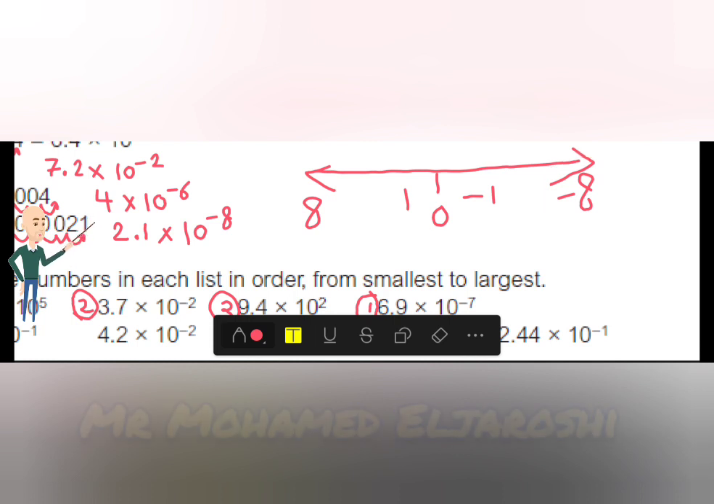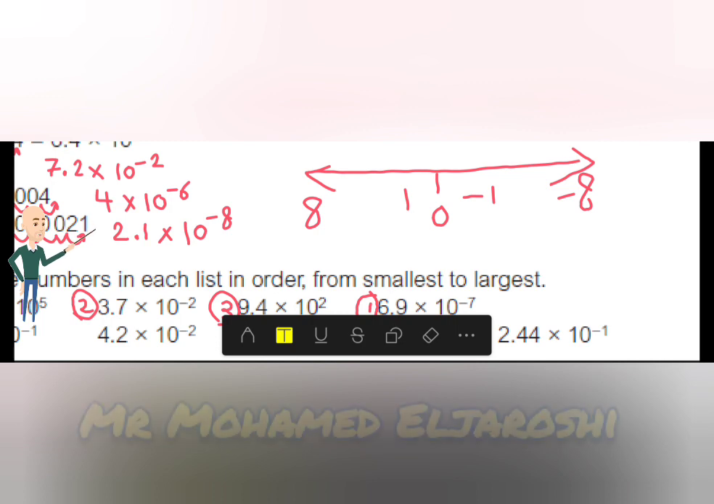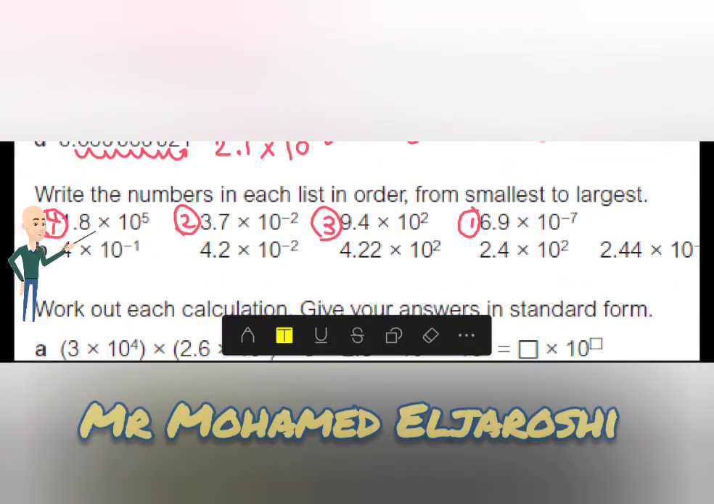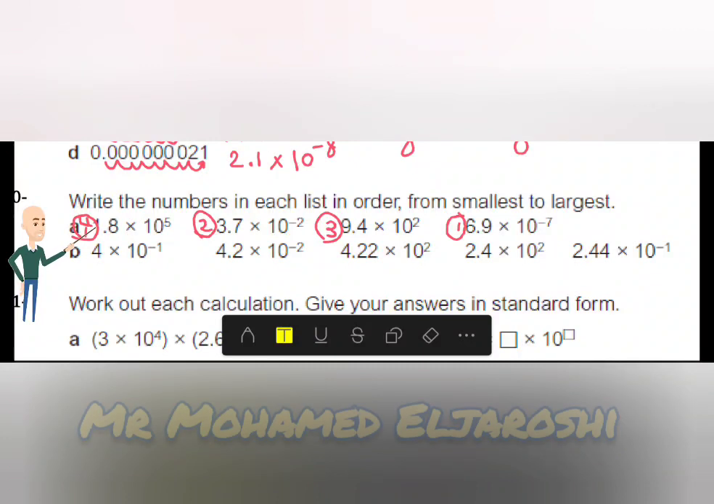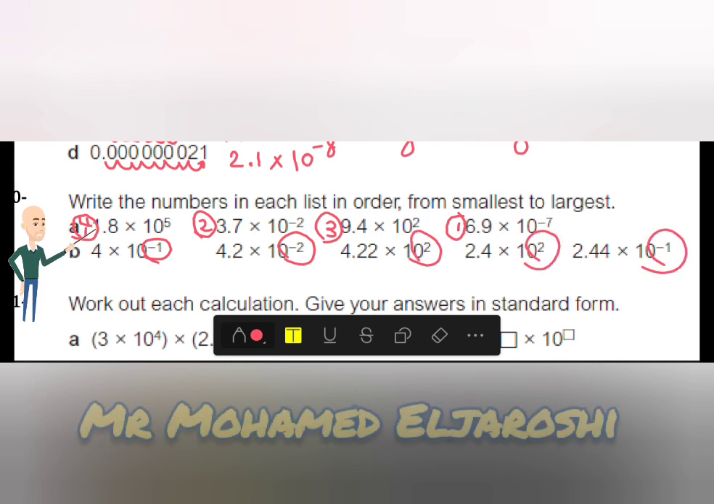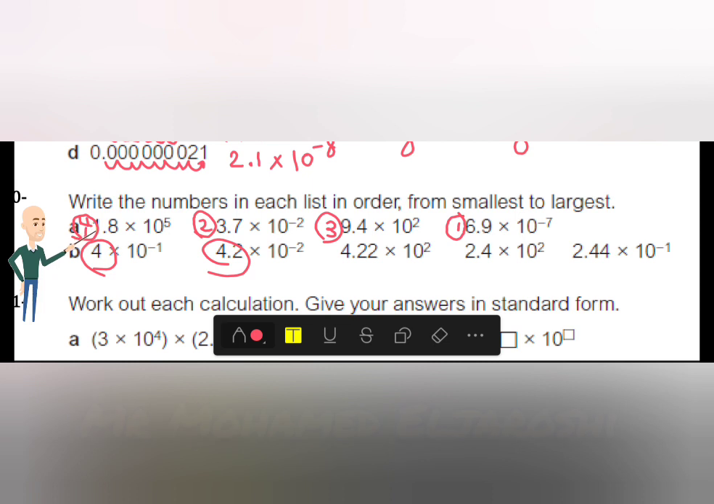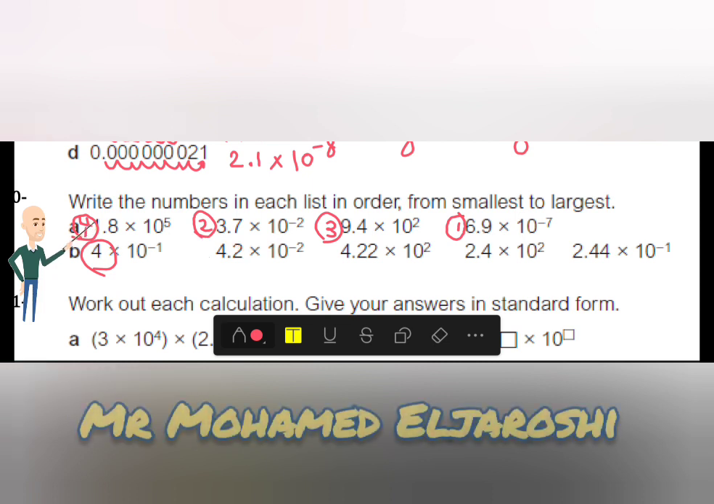In question B or group B, they will give you the same powers. So, for example here, I want you to take a look at this so you can see it. Here we have negative 1, negative 2, 2, 2, negative 1. So we have numbers with same powers, okay? If you have the same powers, you look at the other number, which is this one, and you compare them, and you see which one is the smallest. Now, let's try it together.